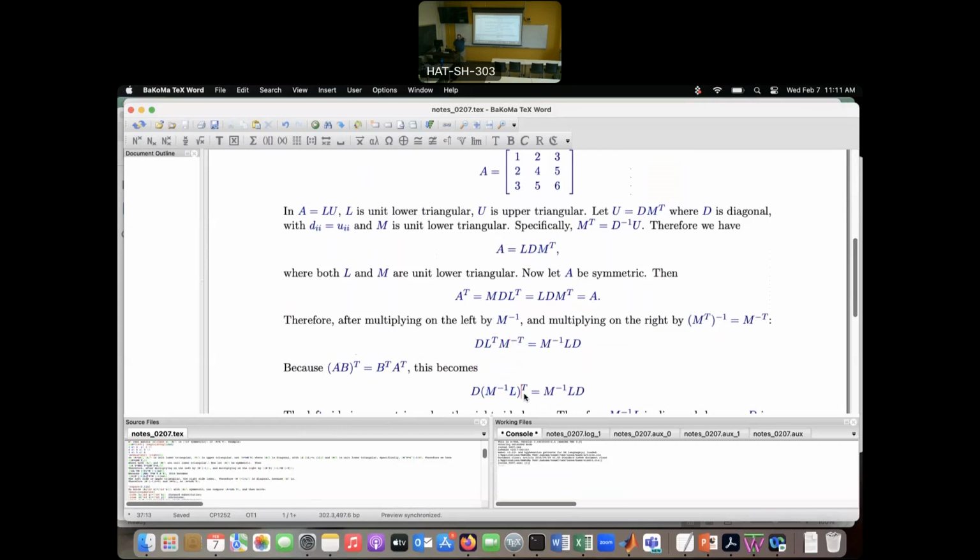Questions so far? I know there's a lot of manipulations happening. So D is D, and L and M are... In this case, the role of A is being played by M inverse, and the role of B is being played by L. Oh, and D's just there. She just is hanging there watching.